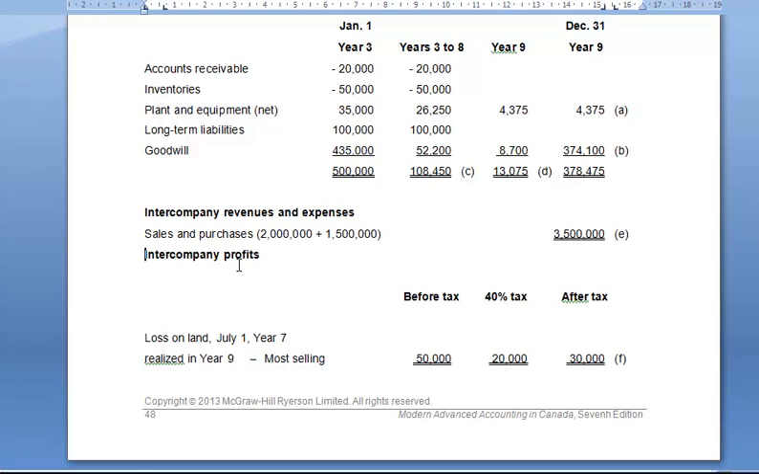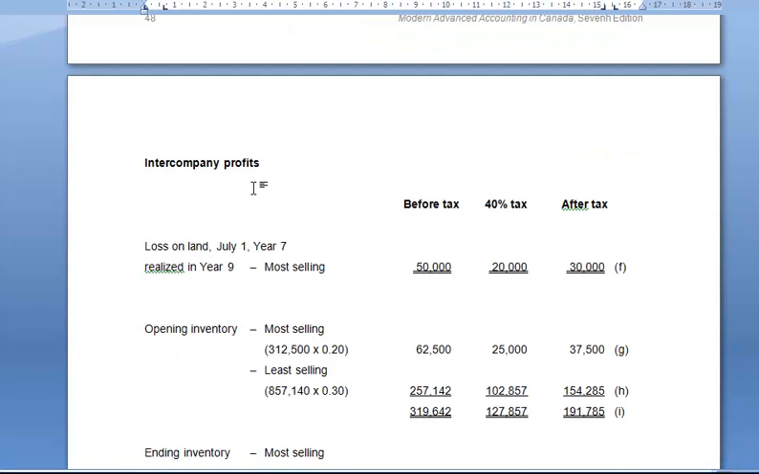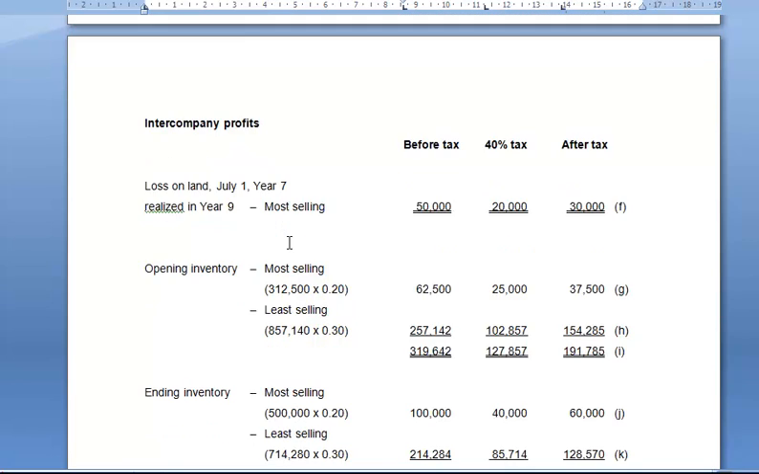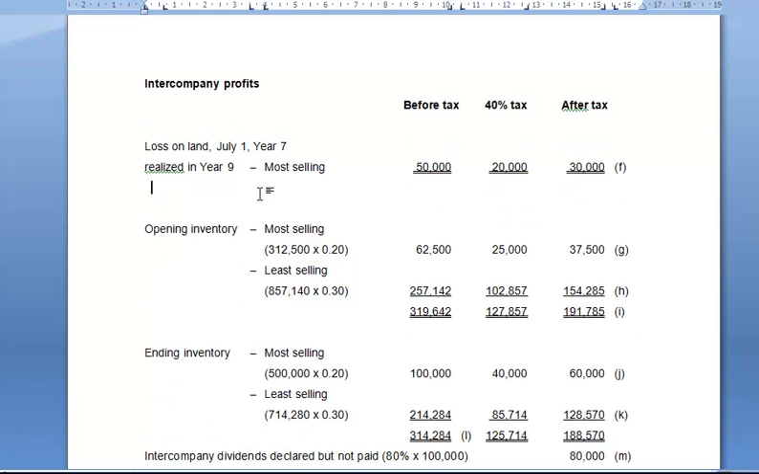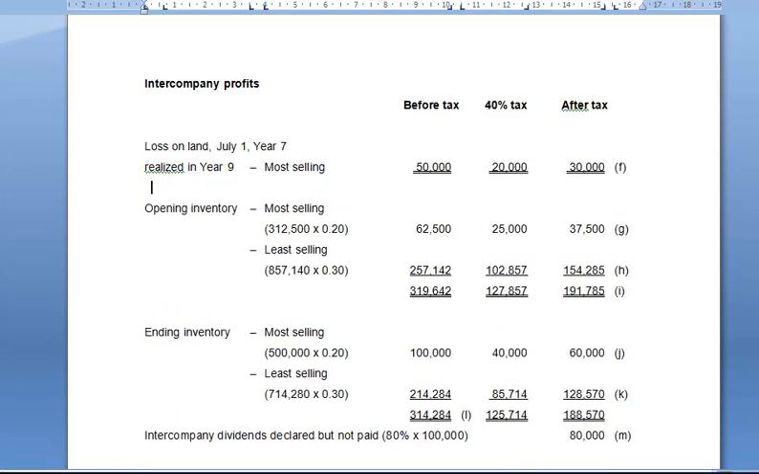Now, what we want to do here is we want to do a closer analysis of the intercompany profits that are sitting in ending inventory. What I'm going to do, instead of dealing with the land first, I'm going to start to deal with the inventory accounts first.